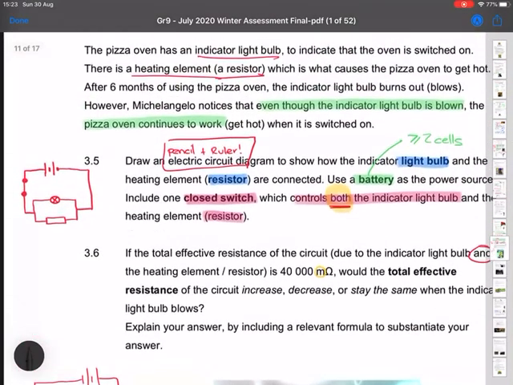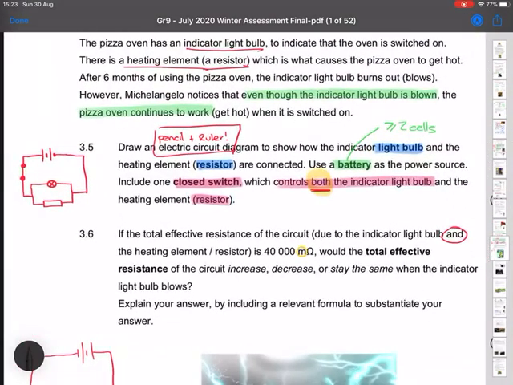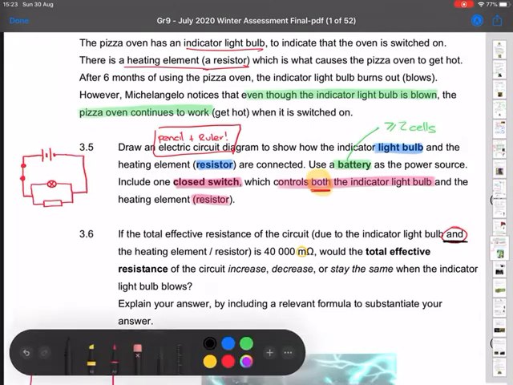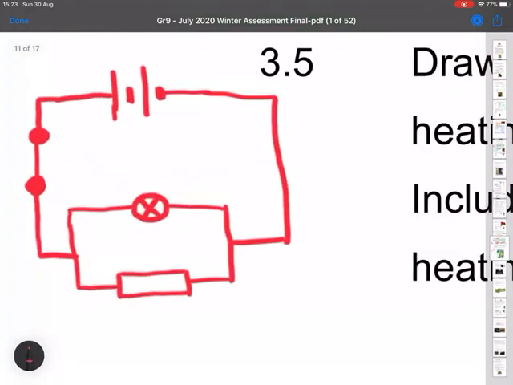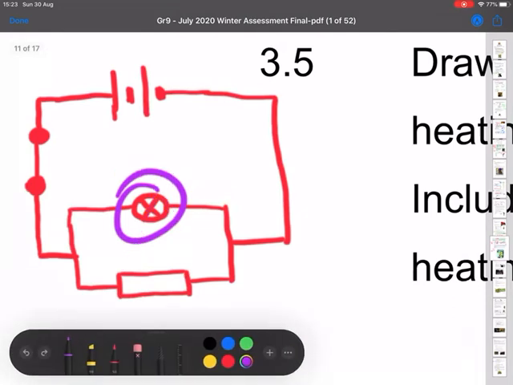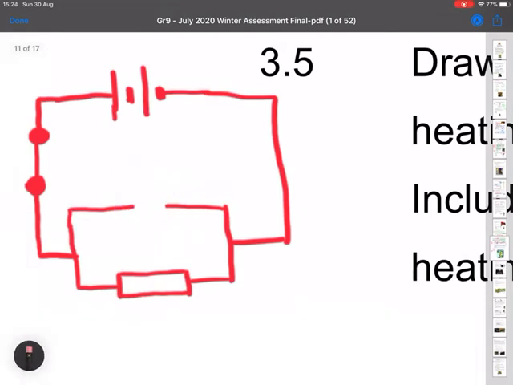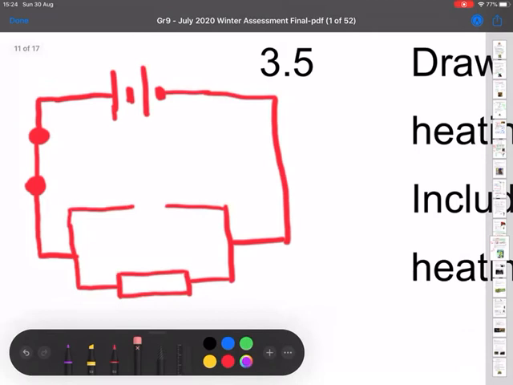If the total effective resistance of the circuit due to the indicator bulb and the heating element is 40,000 milliohms, what would the total effective resistance do? Would it increase, decrease, or stay the same when the bulb blows? So in this bulb over here, when that bulb blows, it's basically removed from the circuit. There we go, bulb's removed from the circuit. So now there were 2 paths for current to take. So more current could go through, so that must have meant that there was less resistance. Now there's only 1 path for current to take once the bulb is blown.